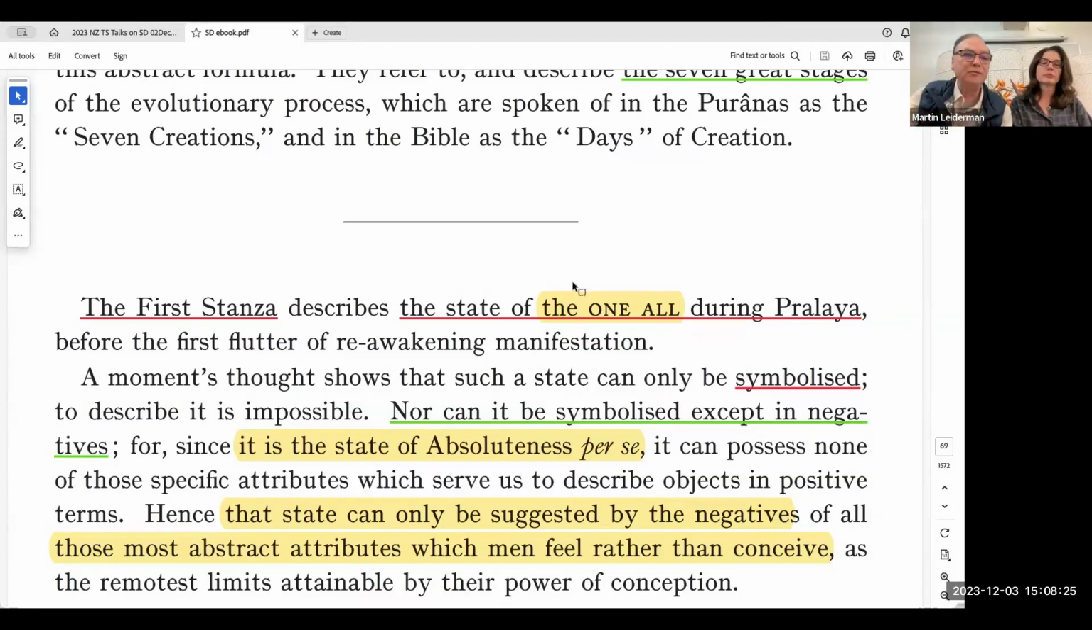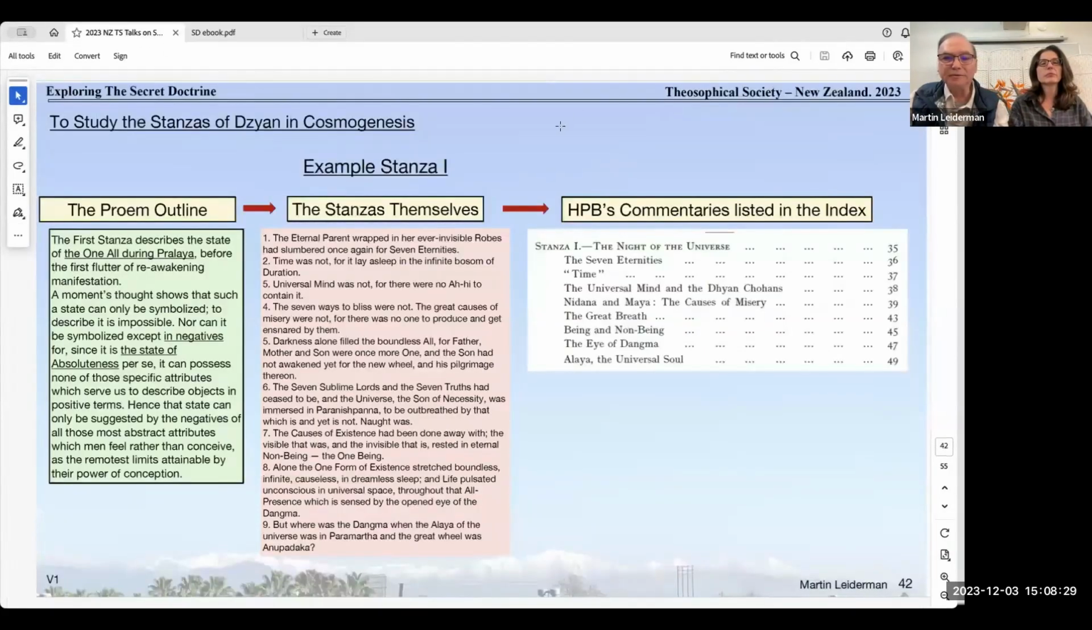So when you look at stanza number 1, and I'm going back to the PowerPoint presentation, you will find that on my left side of the screen, the proem outline. This is what Susan just read. I don't know if you can read this, but again, the first stanza describes, and this is what she read. Then you have the stanzas themselves. In this case, stanza 1 has 9 slokas. You see that from 1 to 9. Hopefully you can see them. You may have the book on you or whatever, but here they are.